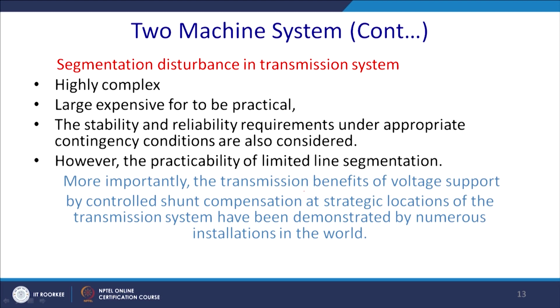More importantly, this transmission line benefits from the voltage support controlled by the shunt compensation at strategic locations. That is very important. We are required to compensate the voltage profile in the strategic network, so that a consumer gets better power quality. And the transmission system has been demonstrated by numerous installations in numerous places by the FACTS devices.